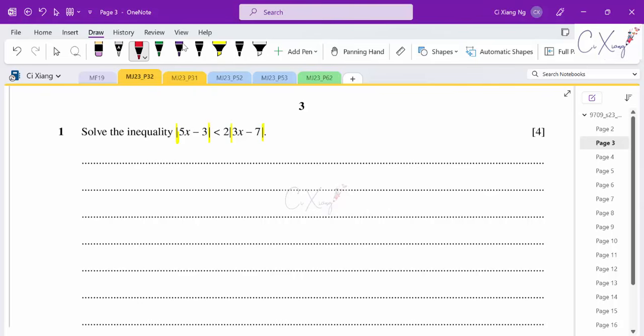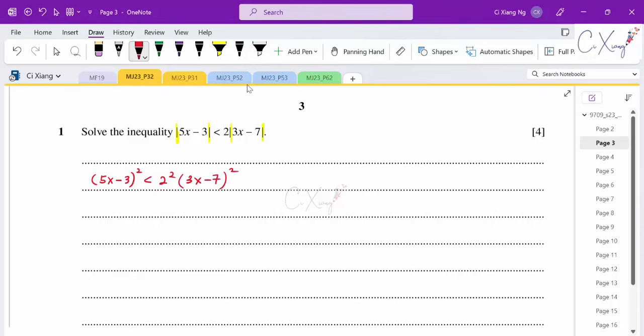Okay, when I'm having the start of the question with both sides modulus, the easiest way I find is to square both sides. So when I square both sides, my modulus will disappear. So I'm having (5x minus 3) squared, smaller than 2 squared, with a bracket (3x minus 7) squared.